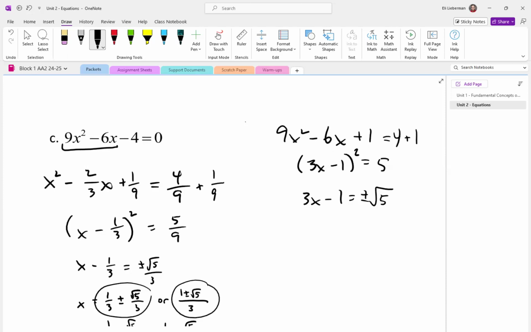Then I kind of skipped some steps there, but 3x... We can skip right to the end. x equals 1 plus minus root 5 over 3. Look at that. It was easier than bringing in fractions. Yeah. That was really nice. What do you think?